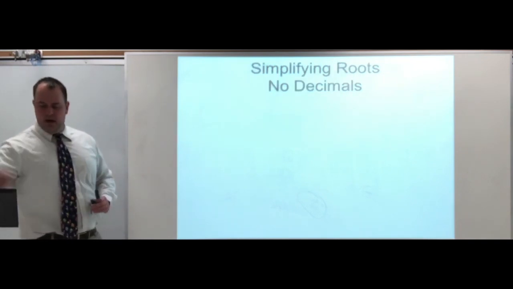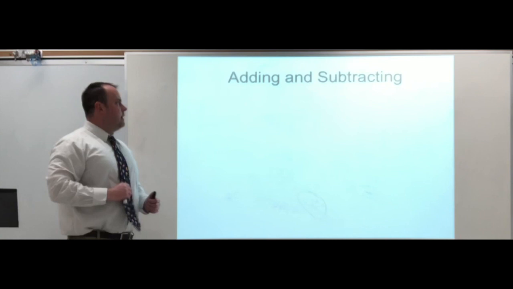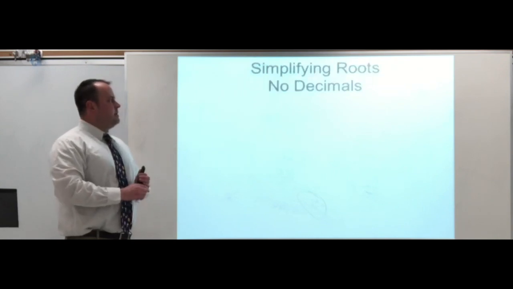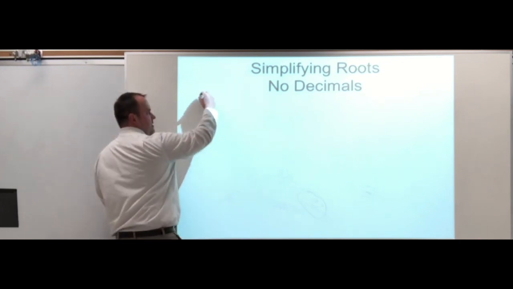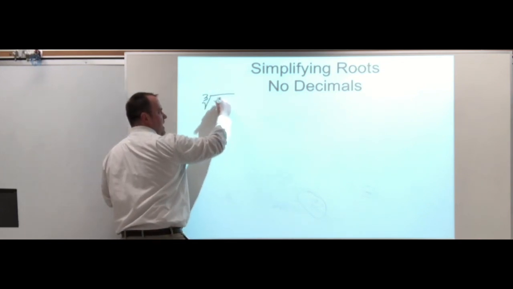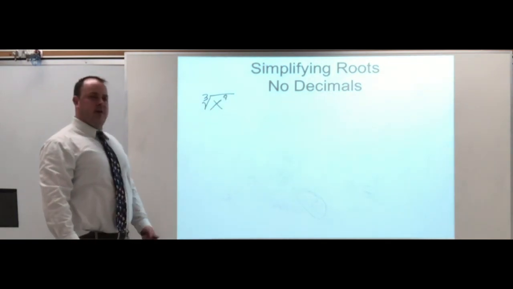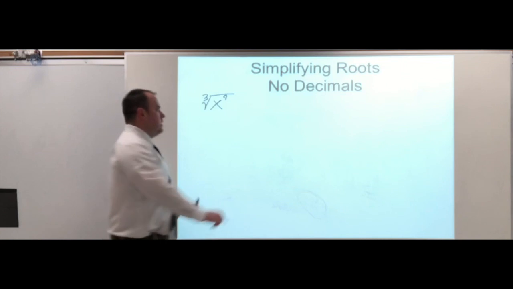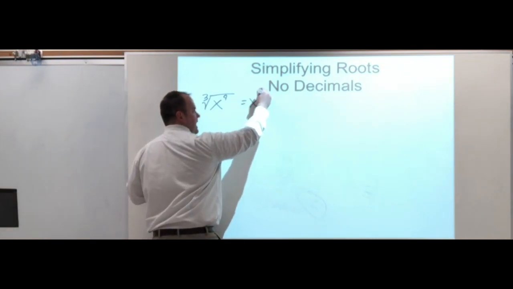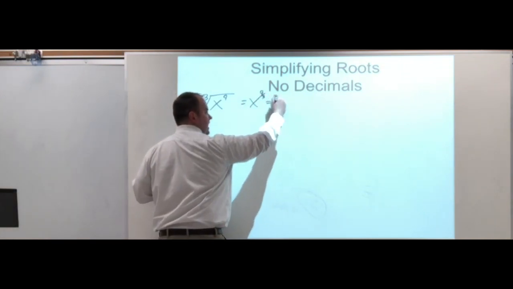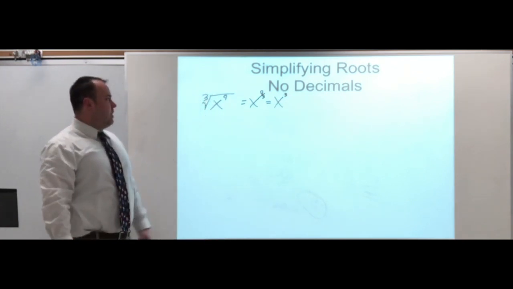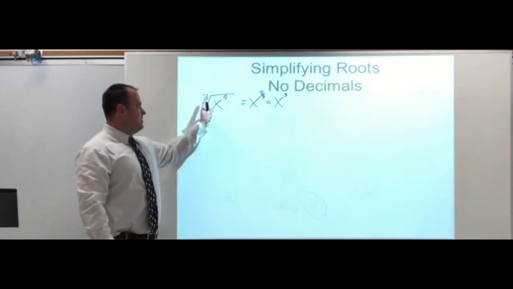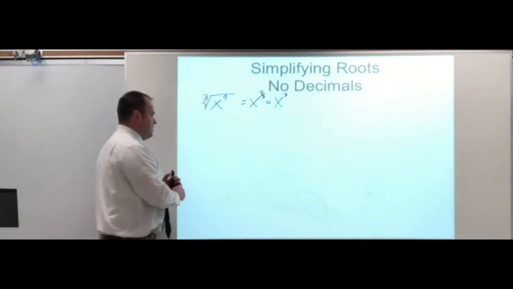Now, simplifying with no radicals, we're going to have things such as the cube root of x to the 9th. We just did a little bit of this. If I was rewriting this, it would be x to the 9 over 3rd power, which simplifies to x cubed. So really what you're doing is just dividing. Taking the exponent, divide it by the index and see what happens.